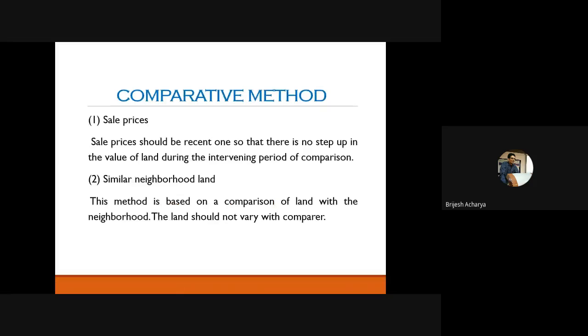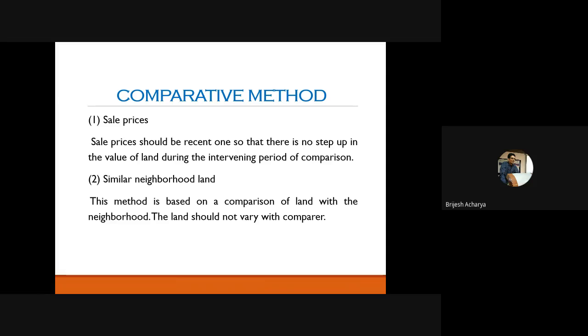So what is the comparative method? In the comparative method, the sale prices should be recent, so that there is no change in the value of land during the intervening period of comparison. So directly you compare the sale price of the land, and from that you can find the value of your land. Second is similar neighborhood land. This method is based on a comparison of the land with the neighborhood. The land should not vary with the comparison.